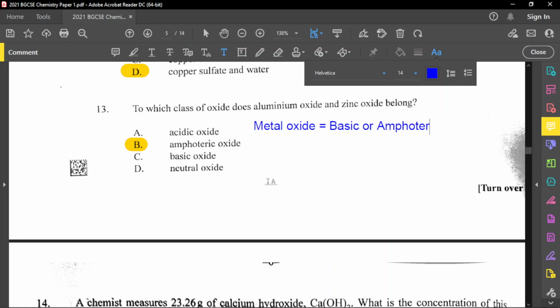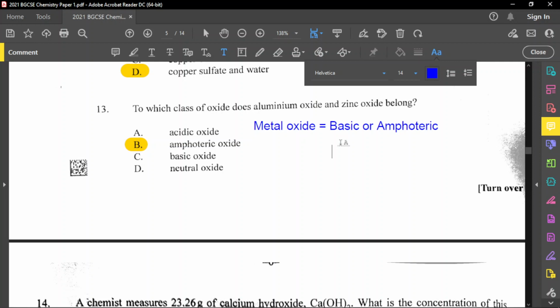Amphoteric. All right, so either or. Let me tell you what basic oxides are. Basic oxides react with acids to form salt. That's what basic oxides do. But amphoteric oxides react with both acids and bases. They can react with both acids and bases.